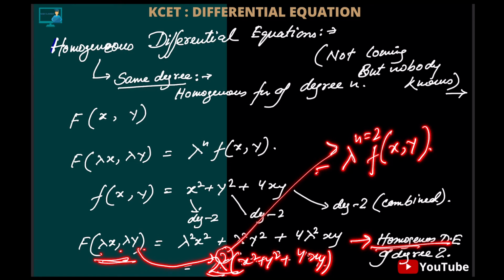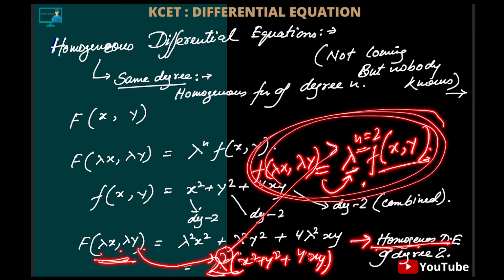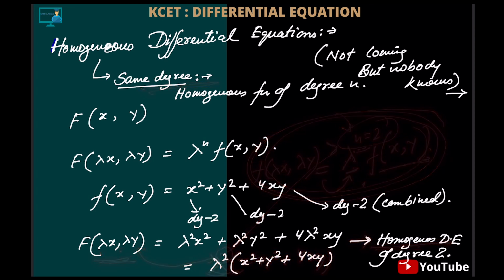So whenever the equation is like this, where the moment I change x and y with lambda x and lambda y, I'll get lambda power n, where n is the degree of the equation, times f of x comma y, the same function. So it means that it is a homogeneous equation. Homogeneous equation means lambda will have the same degree as the degree of the equation. Nothing more than that.